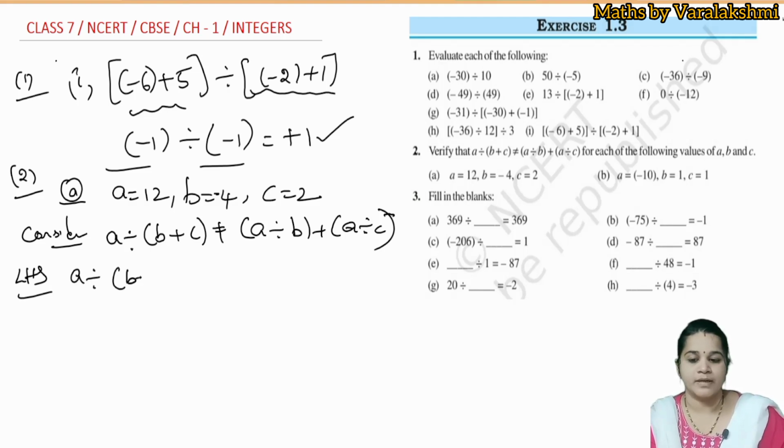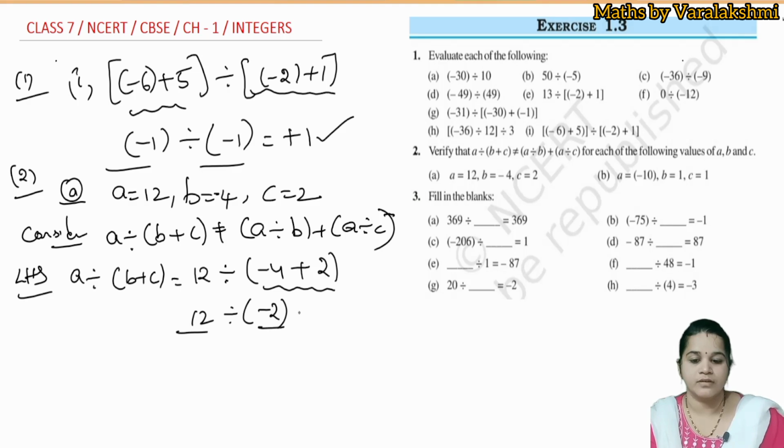So a divided by (b plus c). Now substitute the given values over here. A is 12, b value is minus 4, c is 2. Minus 4 plus 2 is minus 2, and 12 divided by minus 2: positive integer, negative integer, so the resultant will be negative only. 12 by 2 is nothing but minus 6.